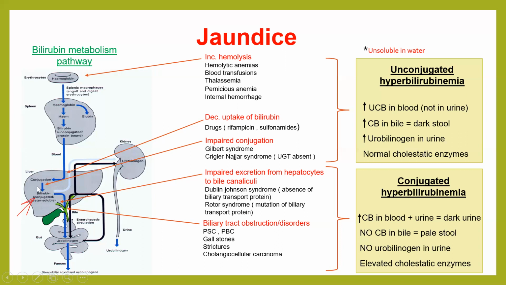And since it is water soluble, it can also enter the kidney. Therefore, we see the conjugated bilirubin in urine. Please make the distinction that in this case we see urobilinogen in the urine, but in this case we see conjugated bilirubin in the urine, giving the urine the characteristic dark color. So there is no bilirubin in the bile. That is why we have pale stools. And there is an elevation of cholestatic enzymes because the problem may or may not lie in the biliary tract itself.